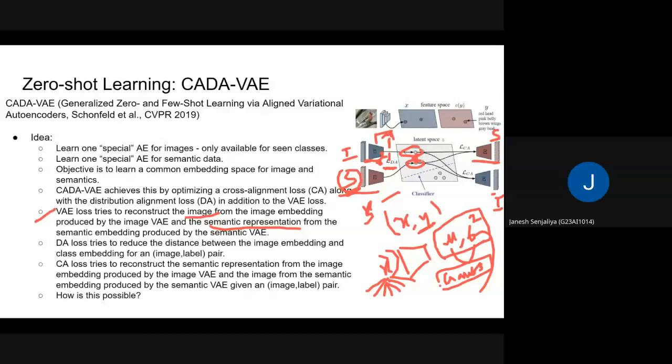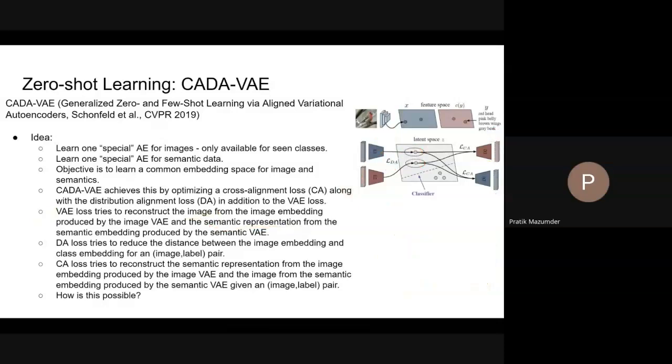DA loss, domain alignment. Yes, distribution alignment. As I can show you again over here, this variational autoencoder will produce two things: one will be the mean vector, one will be the variance. Similarly, a mean vector and a variance vector. Now you're giving as input the image and the semantic vector.